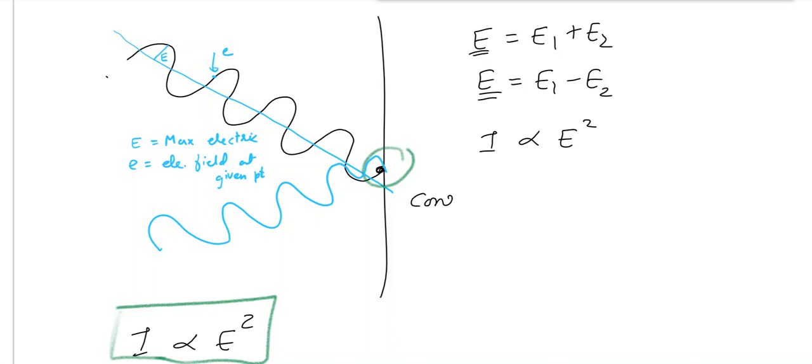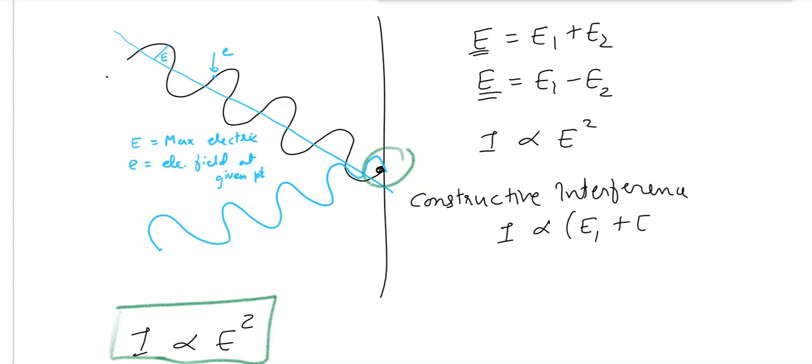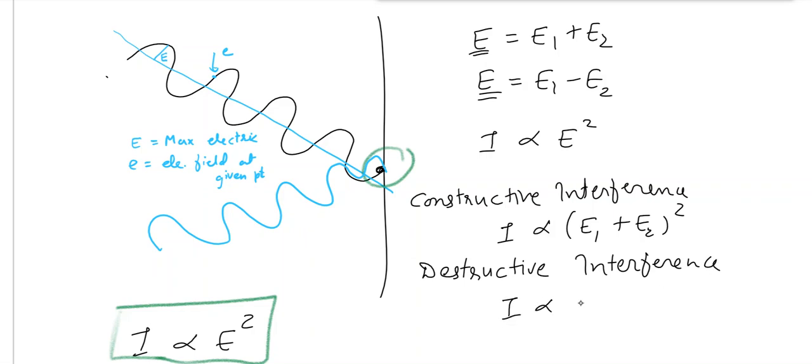So constructive interference is the one in which the resultant intensity is proportional to E1 plus E2 whole square when amplitudes are added, when the resultant intensity is more than the individual one. Whereas in case of destructive interference, the resultant intensity is less. So we take E1 minus E2.